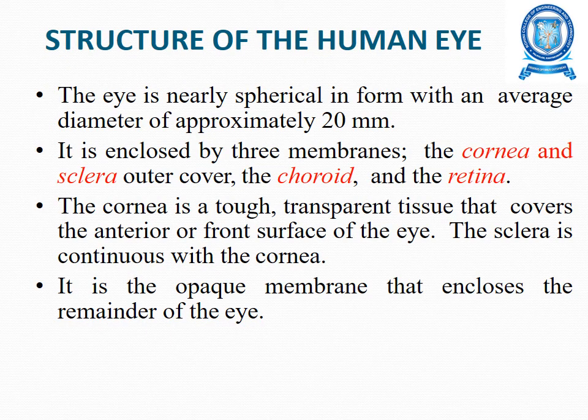Mainly the human eye is approximately 20 millimeter in diameter. It is enclosed by three membranes: cornea and sclera, choroid, and then retina. So how about the cornea? It is a tough and transparent tissue covering the anterior or front surface of the eye, and the sclera is continuous with the cornea. It is just an opaque membrane, whereas the cornea is a transparent membrane.